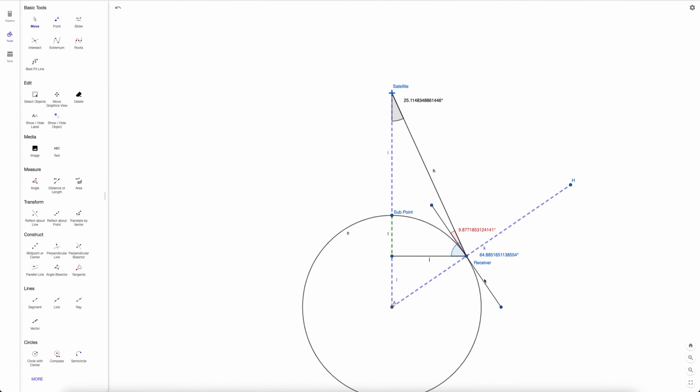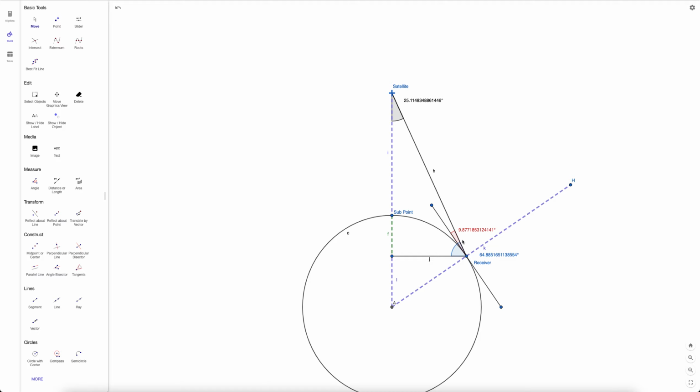Here you have a tangent, this line here, right? Just going to highlight it. This line here, tangent, right? Here you have its angle to the satellite, which is up here. This is the receiver, this is the satellite, this is the angle, 9.877 degrees, right?